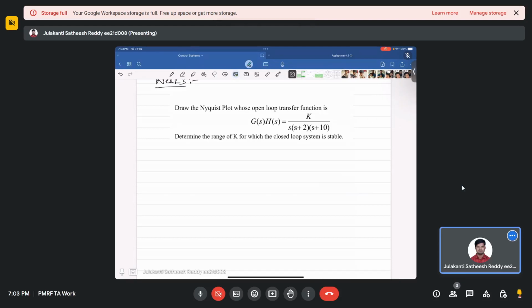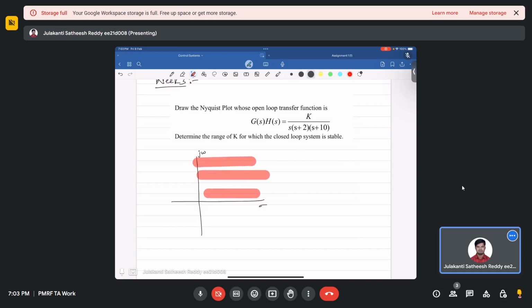Now we need to map the entire right half of the S plane. Suppose here you have an S plane. This is sigma, this is j omega. So you need to map the entire right half of the S plane completely. If you map it to f(s), any function, you can say, then look for any encirclements, right?